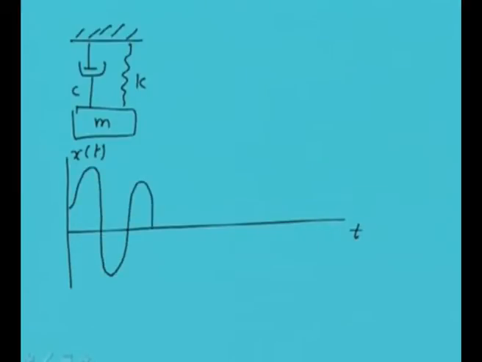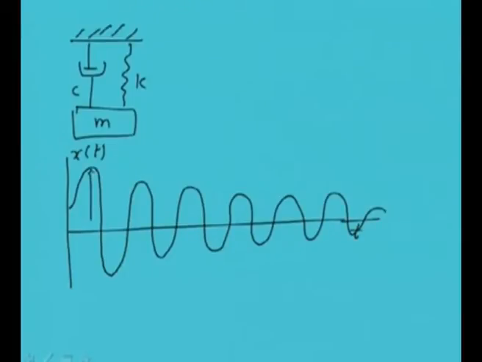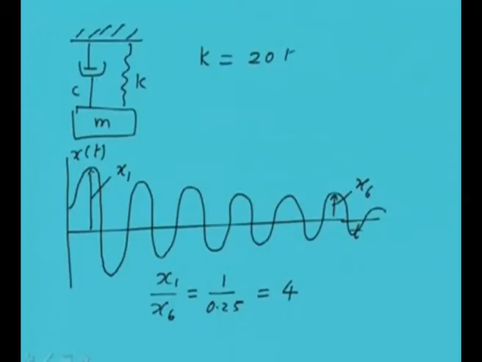Something like this. Let us say this is x1 and this is x6. So during measurement we found that x1 by x6, that is after the fifth consecutive amplitude, the ratio is 0.25. That means we have this ratio equal to 4, and we have the system properties, that is stiffness is given as 20 kilonewton per meter and mass is 1 kg. We need to obtain the damping in the system.